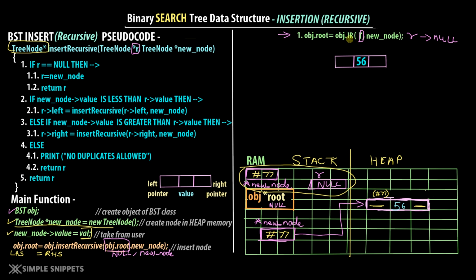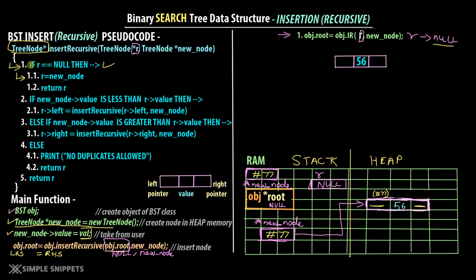So they will only have the scope inside this insert recursive function. Okay. Now let's start off with step number 1. At step number 1, we are checking if R equals null. We just said R is equal to null, so the R value is also null, which means that the first condition itself has become true.